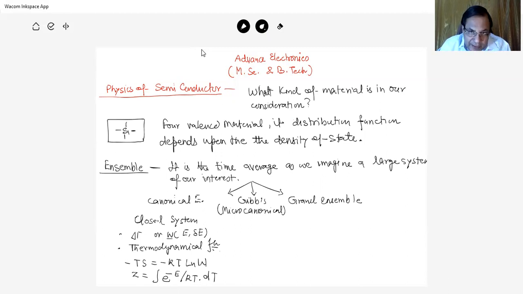In this microcanonical part, the system is E plus delta E, and it is constant. It is constant, and then it is the isolated system.